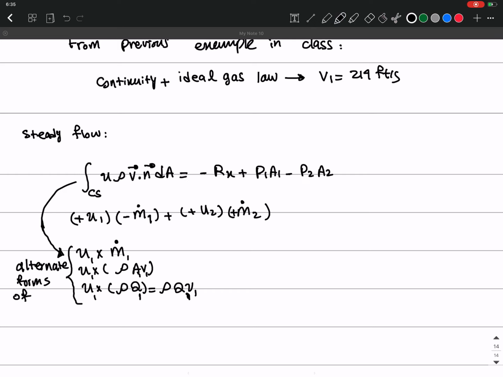of linear momentum equation. Okay. So this is just a side note. So this again, and now we have this equals to minus Rx plus P1 A1 minus P2 A2. And from continuity, we can write m dot equals to m dot 1 equals to m dot 2. This is from continuity.